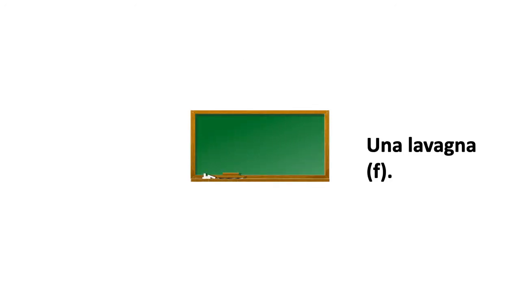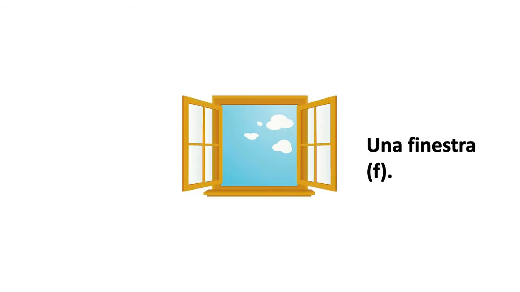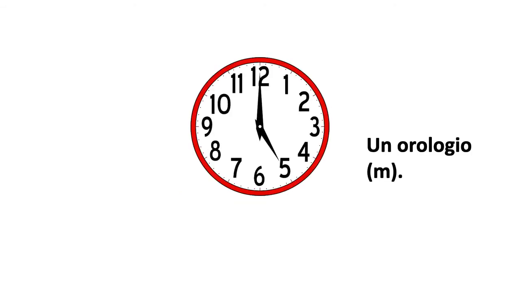Cos'è una lavagna? That means both blackboard and whiteboard. Of course, lavagna is feminine. Cos'è una porta? A door. Notice this is feminine and does not begin with a vowel, so I say una, right? Cos'è una finestra? That's a window, again, does not begin with a vowel, and it is feminine, so our article is una. Cos'è un orologio?